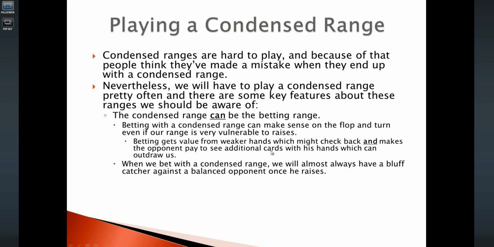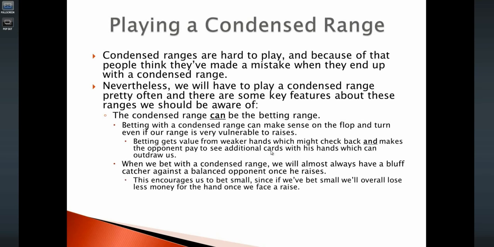When we bet with a condensed range, we will almost always have a bluff catcher against a balanced opponent once he raises. This encourages us to bet small, since if we bet small, we'll overall lose less money for the hand once we face a raise. Because once we face a raise, our opponent, if balanced, will be indifferent, but he can only raise us so often, and by betting a small amount, we lose less effectively when we get raised.